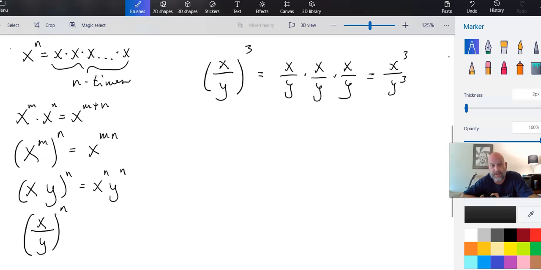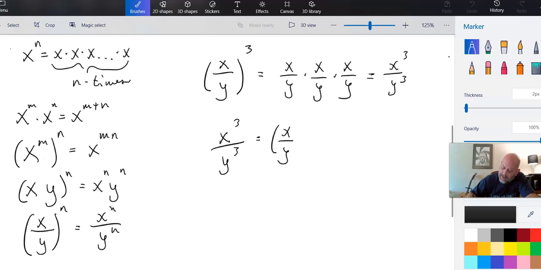Right? So it distributes across division as well. So this is x to the n over y to the n. And it actually works the other way too. If you have a fraction, if I had started out with x to the third over y to the third, I can rewrite this as x over y to the third, right? And that's something that's useful to do every once in a while. It'll save a lot of trouble for things.